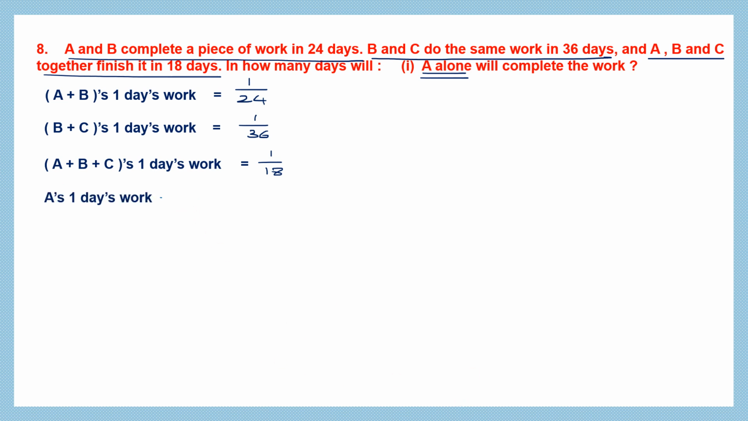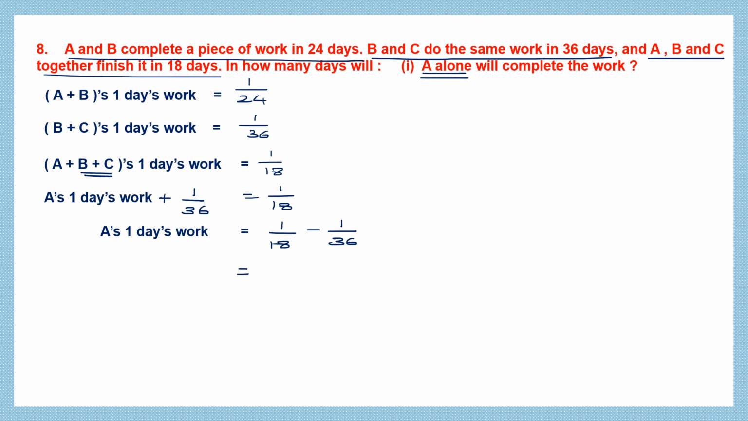Now how much is B plus C's 1 day's work? We're going to take B plus C's 1 day's work, that is 1 by 36. So A's 1 day's work plus B plus C's 1 day's work is equal to 1 by 18. This is given to us. Now we're going to find only A's 1 day's work and that will be 1 by 18, and I'm going to transpose this 1 by 36 to the other side. It becomes minus 1 by 36. Minus 1 by 36.